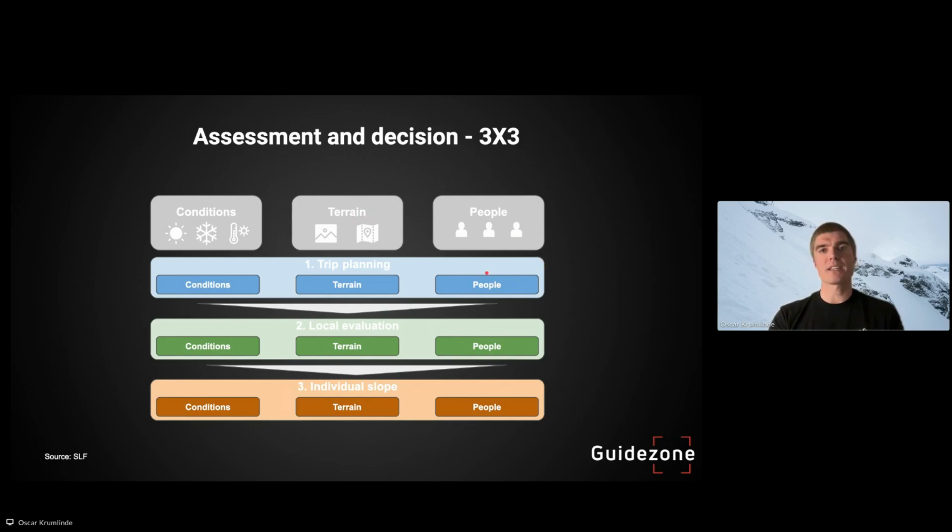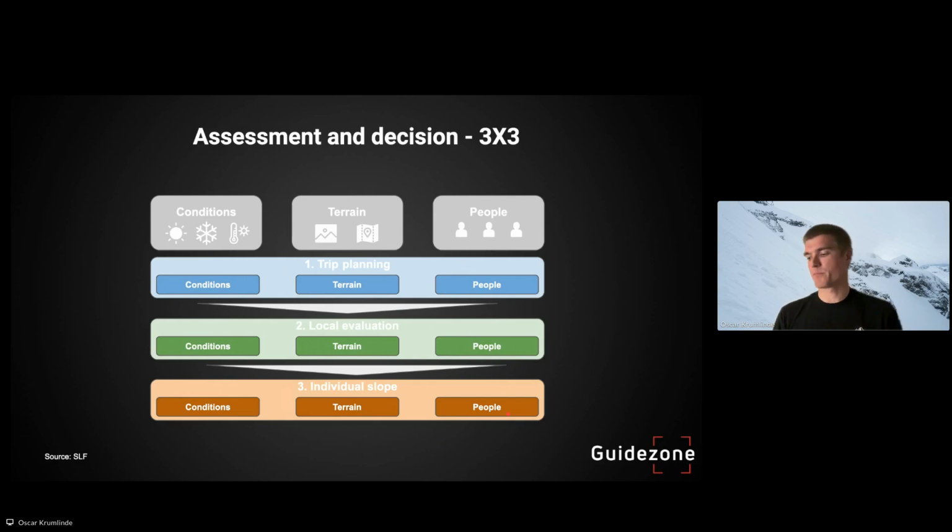And we do that over 3 different levels. So we have trip planning, which happens before we get to the mountain, at home. We have local evaluation, which happens when we get to the mountain and move on the mountain. And then we have individual slope, which is when we do the assessment for a particular slope of particular interest.